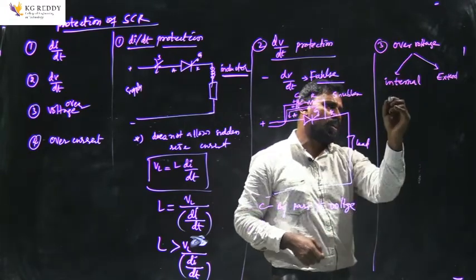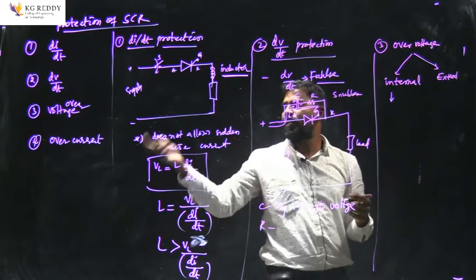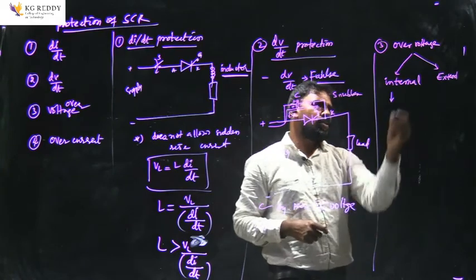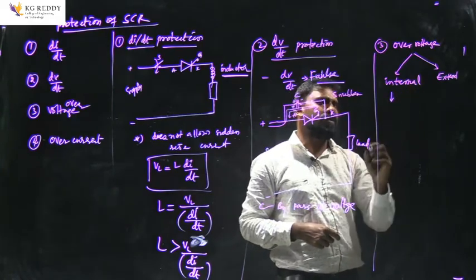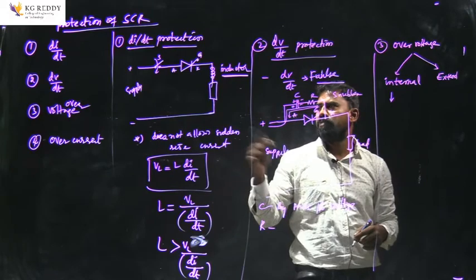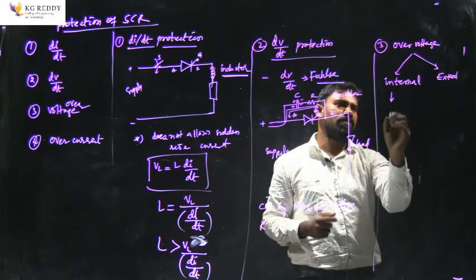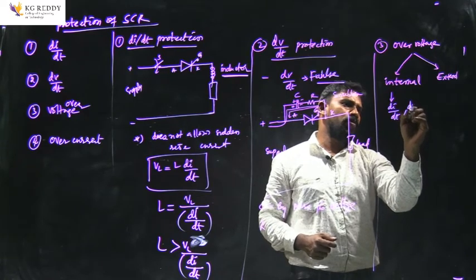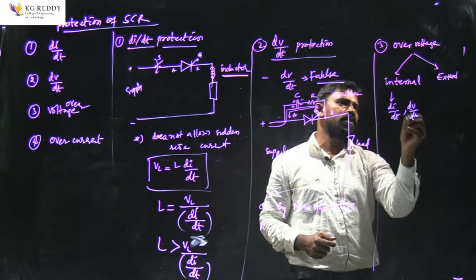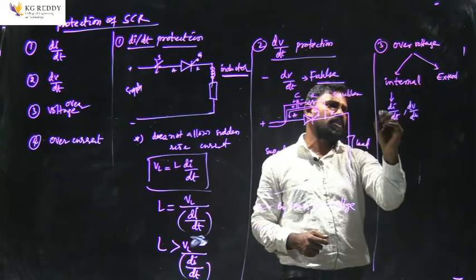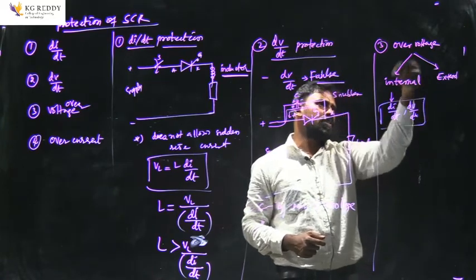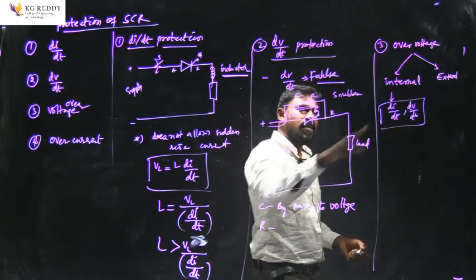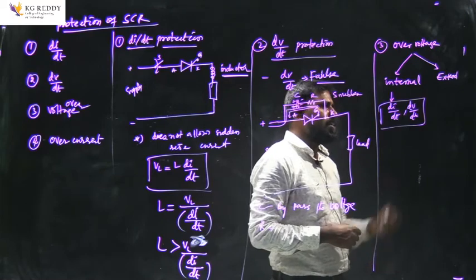Now you can see here, while operating the SCR, this over voltage problem is faced internally. To protect the SCR from this internal over voltage condition, we use the methods already explained here, that is dV by dt and di by dt protection.